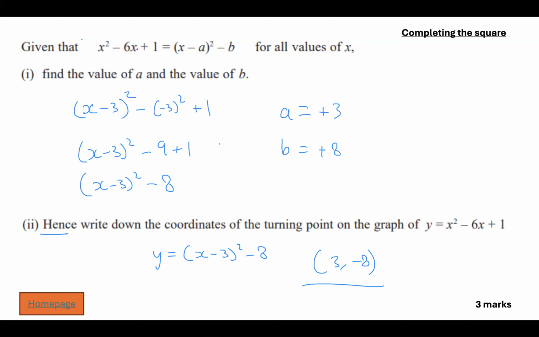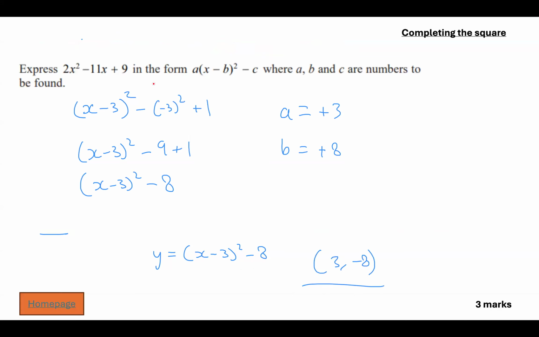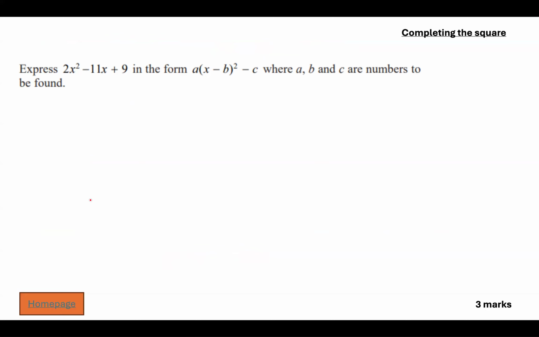All right, and another type where things might get a little bit more difficult is a question like this, where you have a coefficient in front of x squared, but we can factor out the coefficient. So we could rewrite this as 2 (x squared minus 11 over 2 x plus 9 over 2). So we have taken out a factor of 2. Now, if you expand this, you will get your original expression.